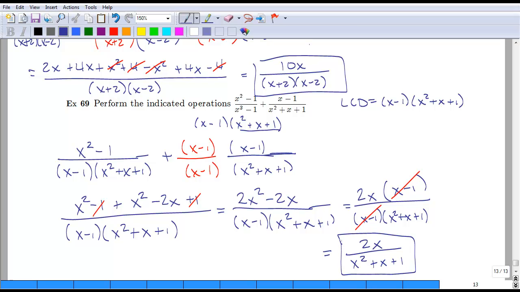Now it's possible in the first case, some of you might have noticed that x squared minus 1 does indeed factor to x plus 1, x minus 1, and you could have simplified that, and then you would have already had the common denominator of x squared plus x plus 1, and that's perfectly fine. You would end up with the same answer of 2x over x squared plus x plus 1. So this concludes the video for 5.6, which is the last section from chapter 5.